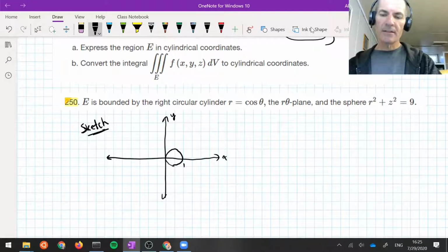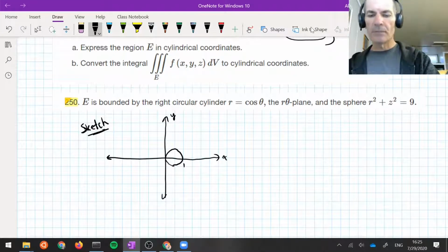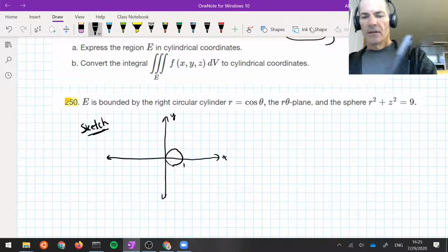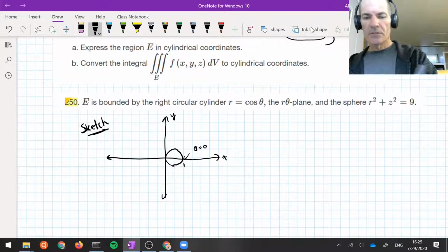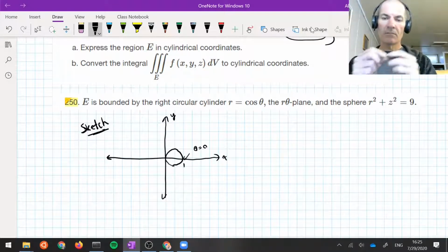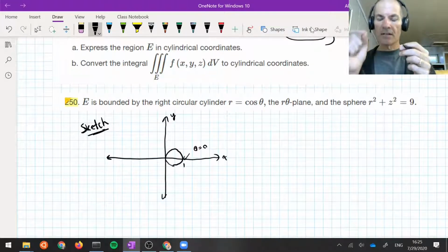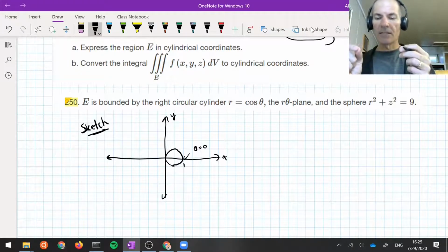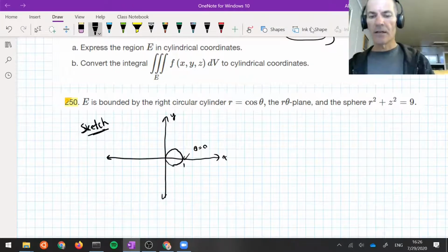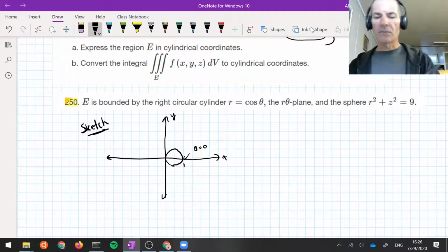And how do we see this if you don't remember? For example, when theta is equal to 0, we're sitting here at this point. You plug theta equals 0 in here, you get r equals 1. So in polar coordinates, that's the point that's 1 unit from the origin and makes an angle of 0 with the x-axis. So that's where we are.